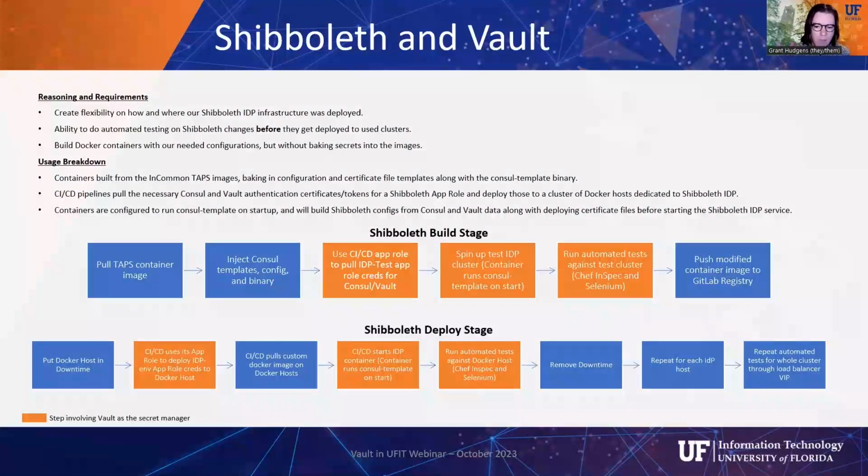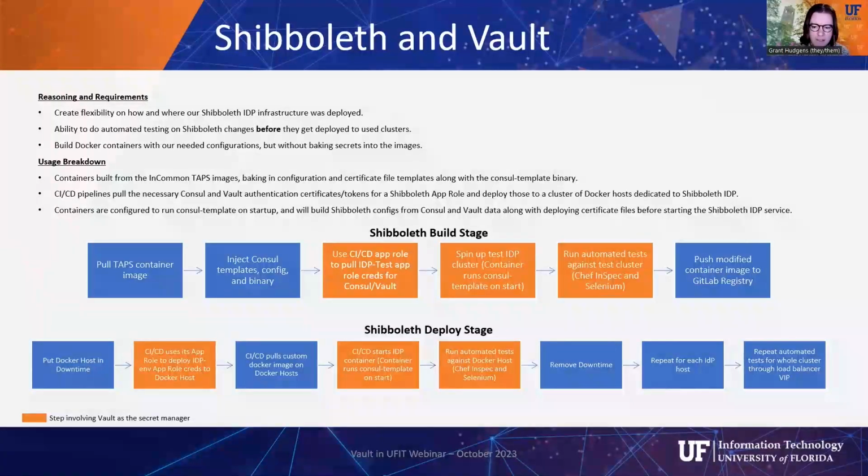So, moving on to the deploy stage. Our Shibboleth IDP clusters are built on a series of Linux VMs. So one at a time, we will put each of these VMs in the cluster in downtime inside our monitoring system. And then just like in the build pipeline, Jenkins will use its Vault app role to pull Consul/Vault credentials that are specific to whatever Shibboleth environment we are deploying to.